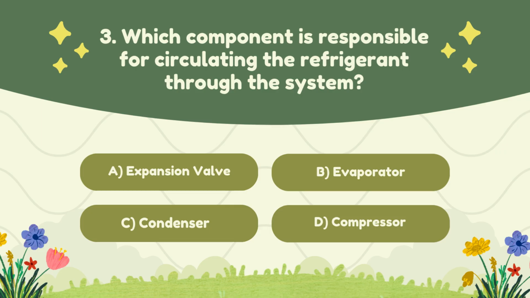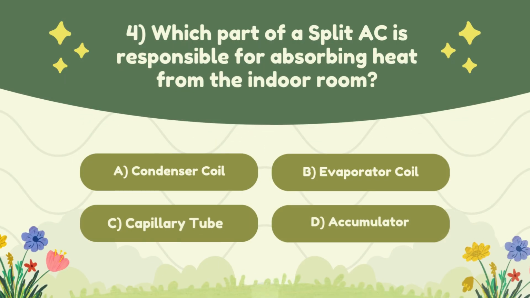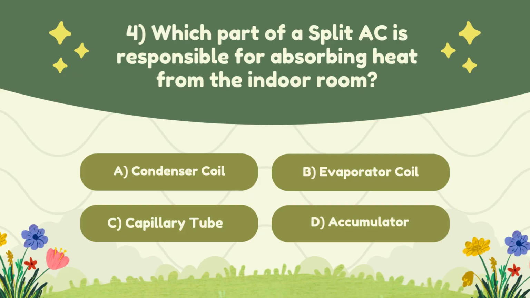3. Which component is responsible for circulating the refrigerant through the system? A. Expansion valve. B. Evaporator. C. Condenser. D. Compressor. Let's see the answer. D. Compressor.